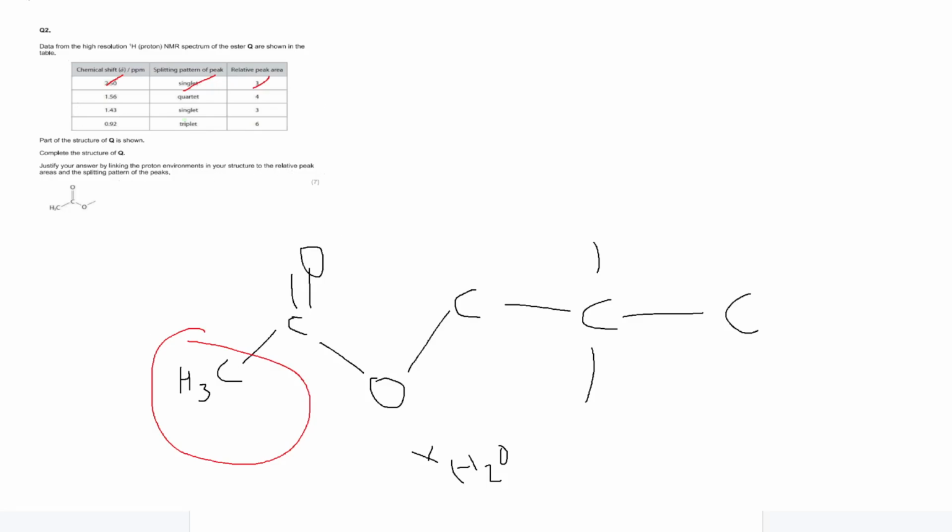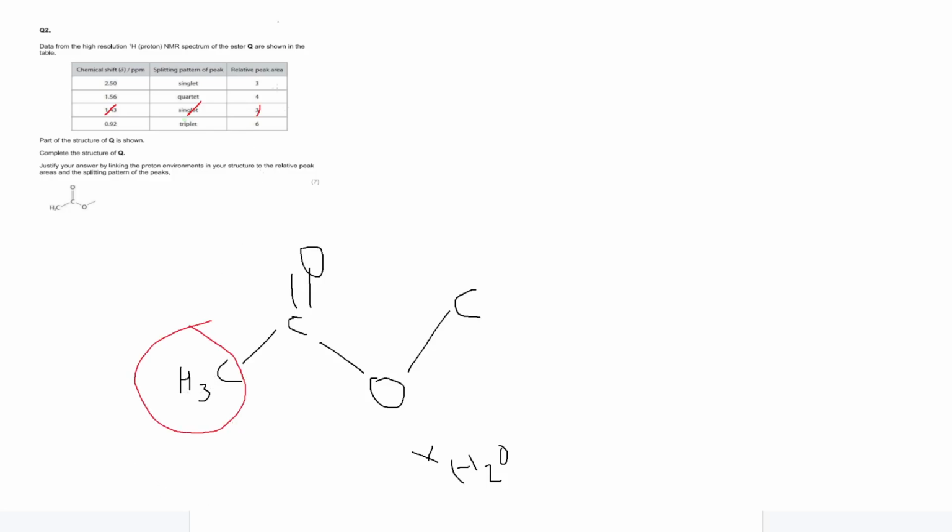So actually, okay, I'm going back to my previous, actually I'm going to remove this assumption that this was this one. I think this here must be the top one, and this must be this one. So I'm going there. And then I think this one has to have a relative peak area of 3, which means 3 hydrogens attached, which is impossible.